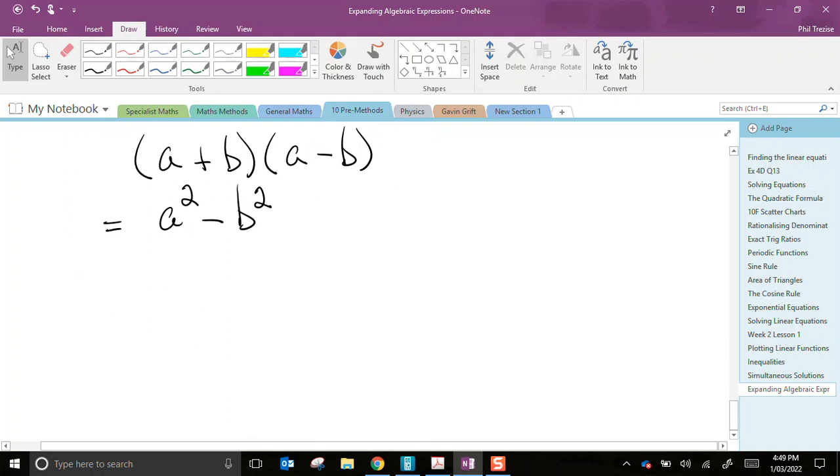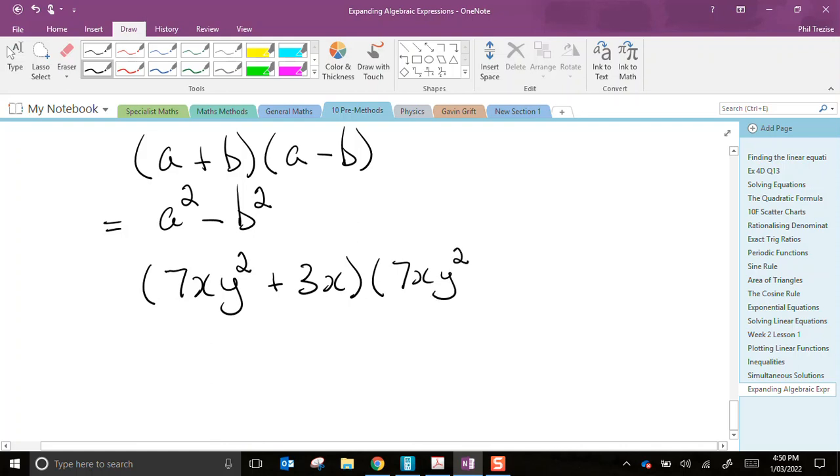Let's see one of these in action. If we had, let's make it a nice one, it could be 7xy squared plus 3x. Now the first part, 7xy squared, would have to be the same, and then it would be minus 3x. So let's use the rule.